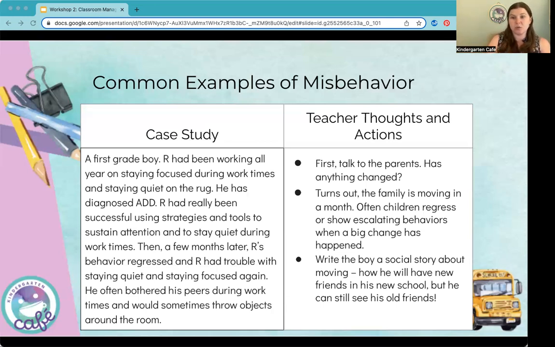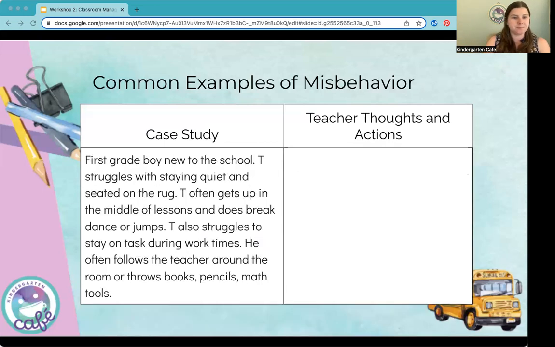And that social story, time and time again, someone's moving, I see huge increases in behaviors. This social story helps so much with it, it just immediately calms them down. They're like, oh, that is exactly how I'm feeling. I didn't know how to express that. And now I know that I can still see my friends. I don't have to worry about that.